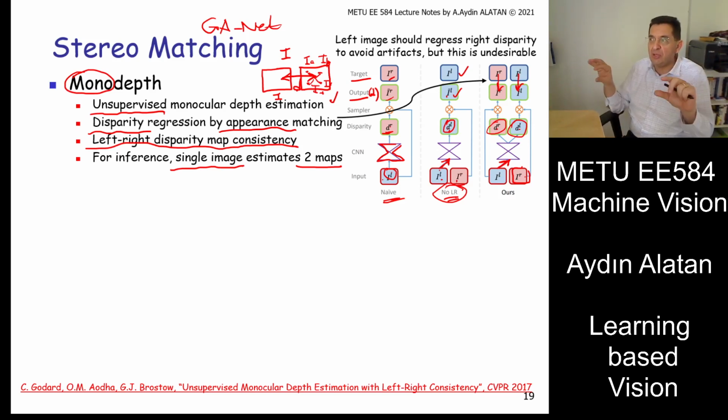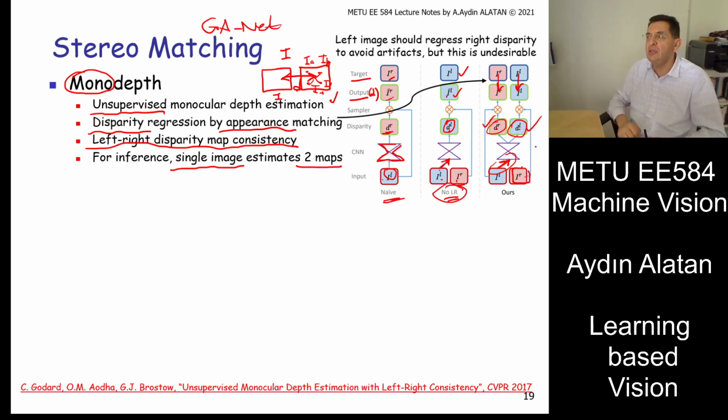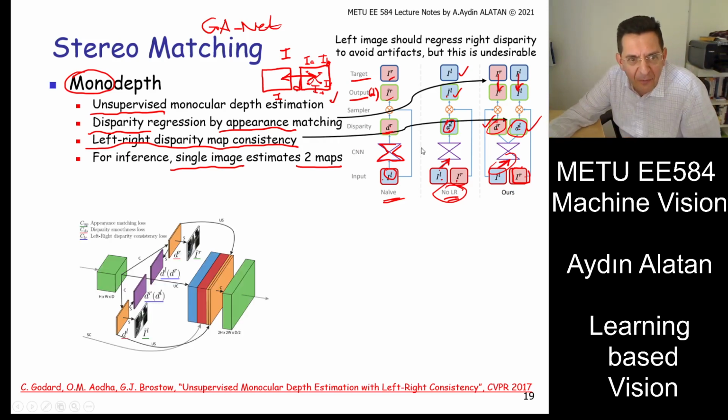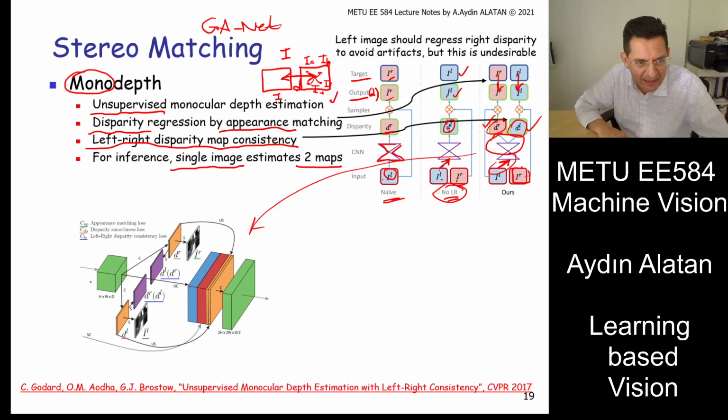During training, two images are used, but from only one of them, it creates two disparities, and these two disparities are checked for consistency. These two disparities are also trying to make intensity matching, and those disparities should be smooth. Okay, therefore, this is a typical upsampling part here. This is something like this.